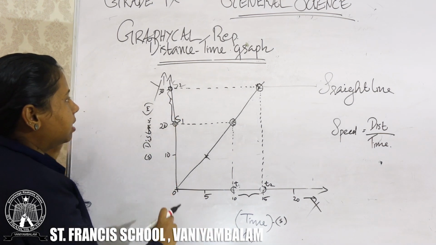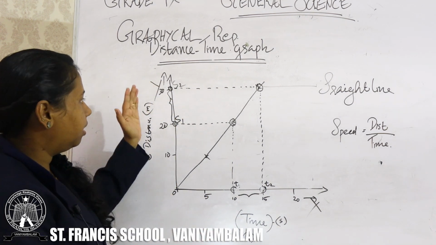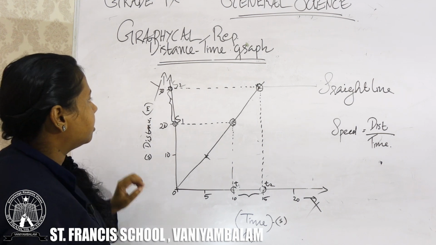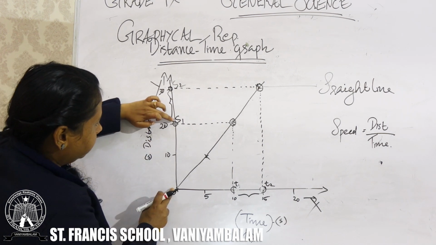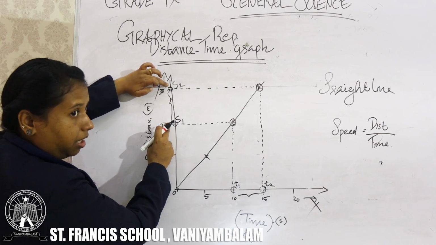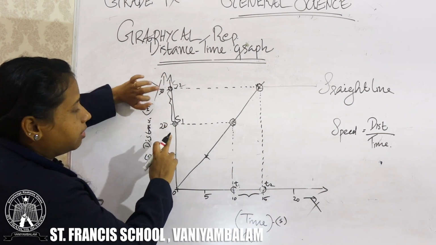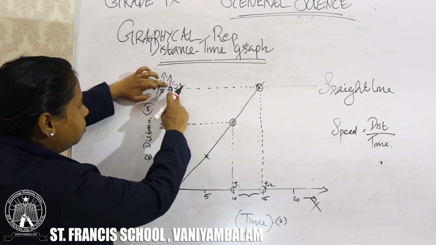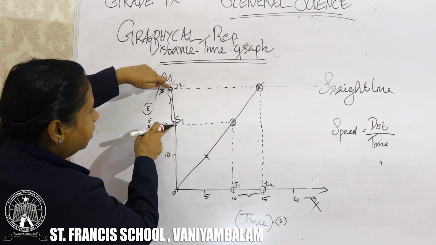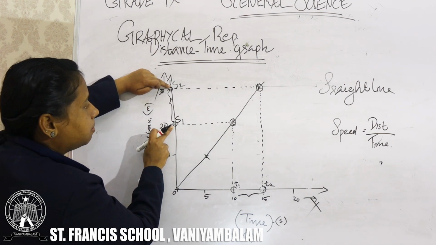And what about the distance S? Let us see on the y-axis. This is S1. We have to get this value, that is S2 minus S1. That is our intention. We have to find out S2 minus S1, the difference between these 2 points.